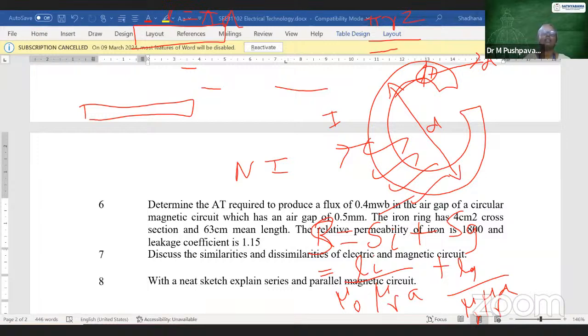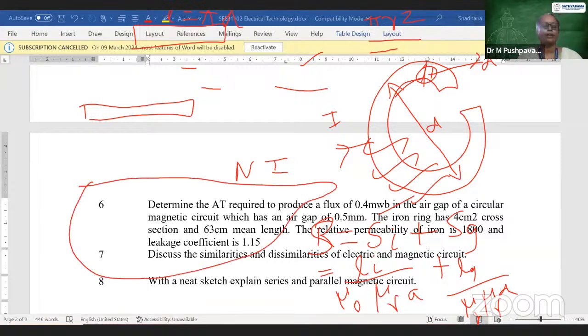And when you go with that, if I know MMF and I know reluctance, flux is very easy. MMF is equal to flux into reluctance, so MMF by reluctance gives my flux value. Flux density is flux by area. So I think these four formulas only we were using.